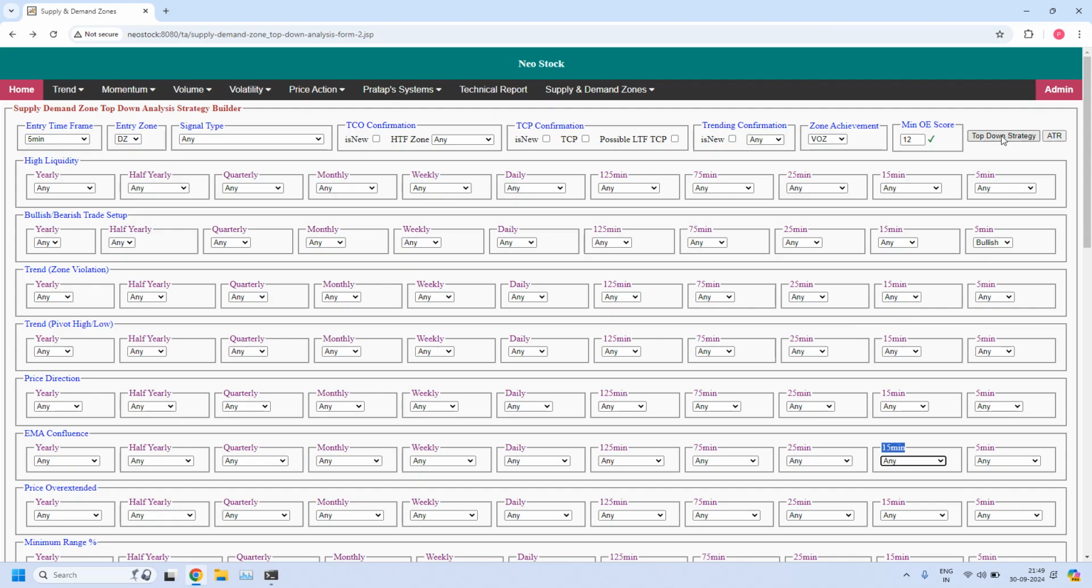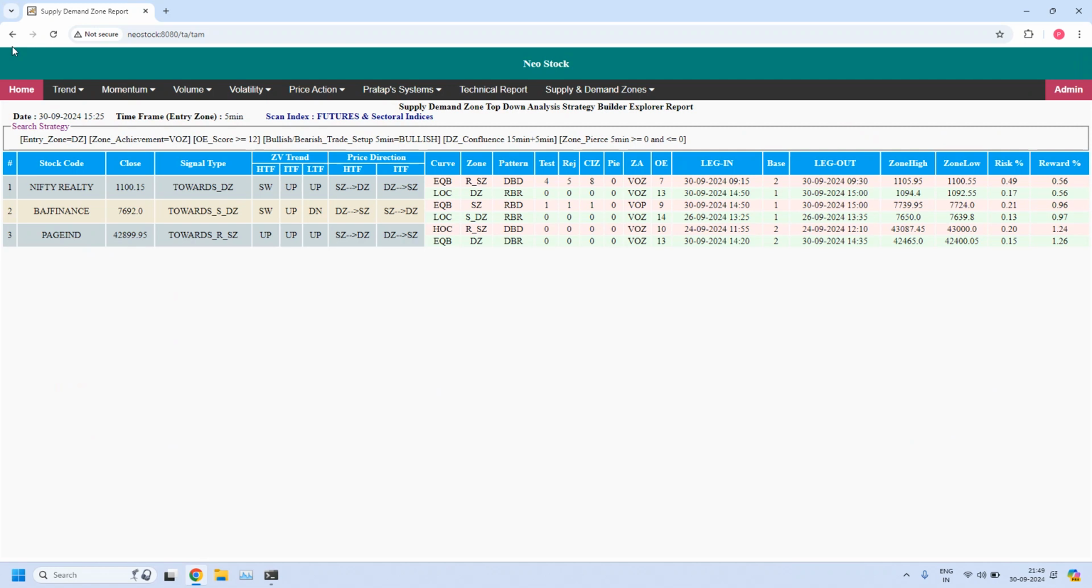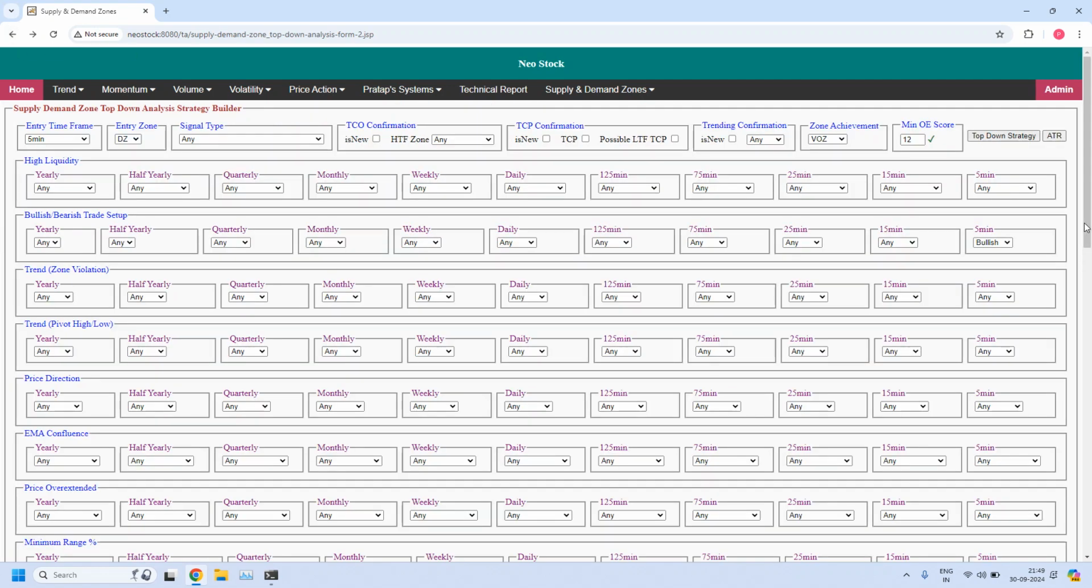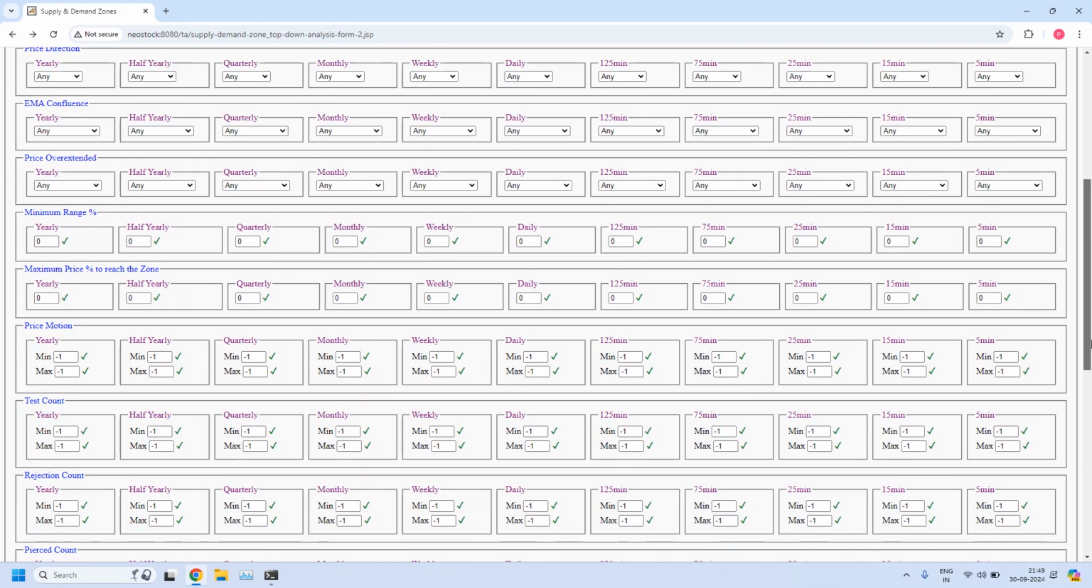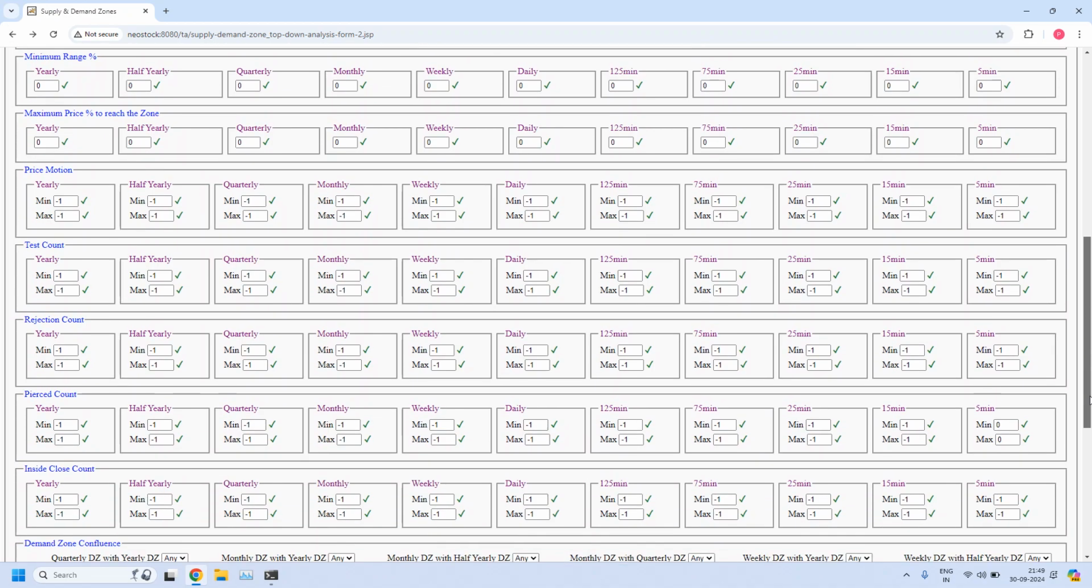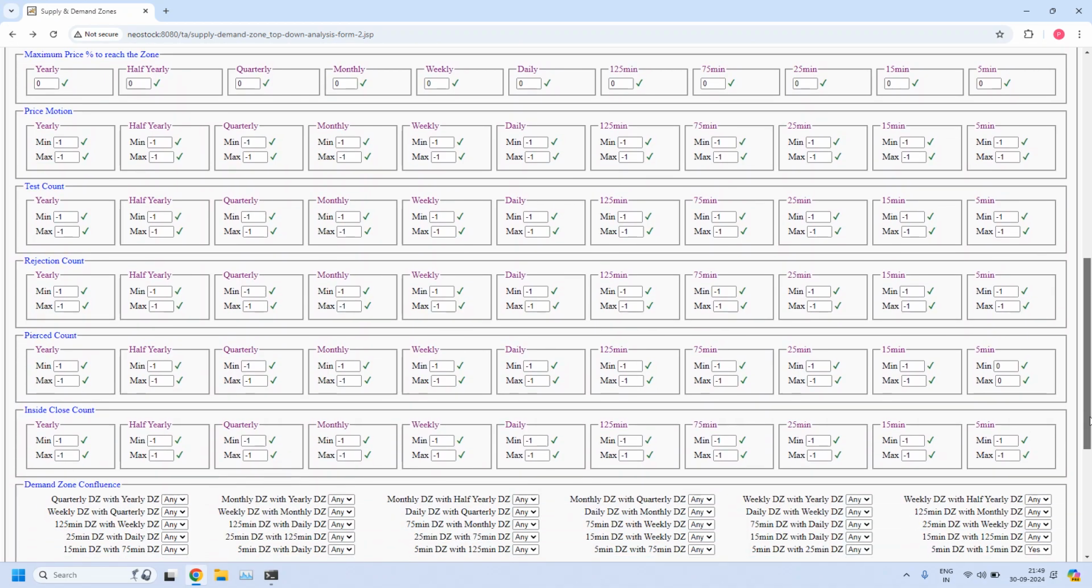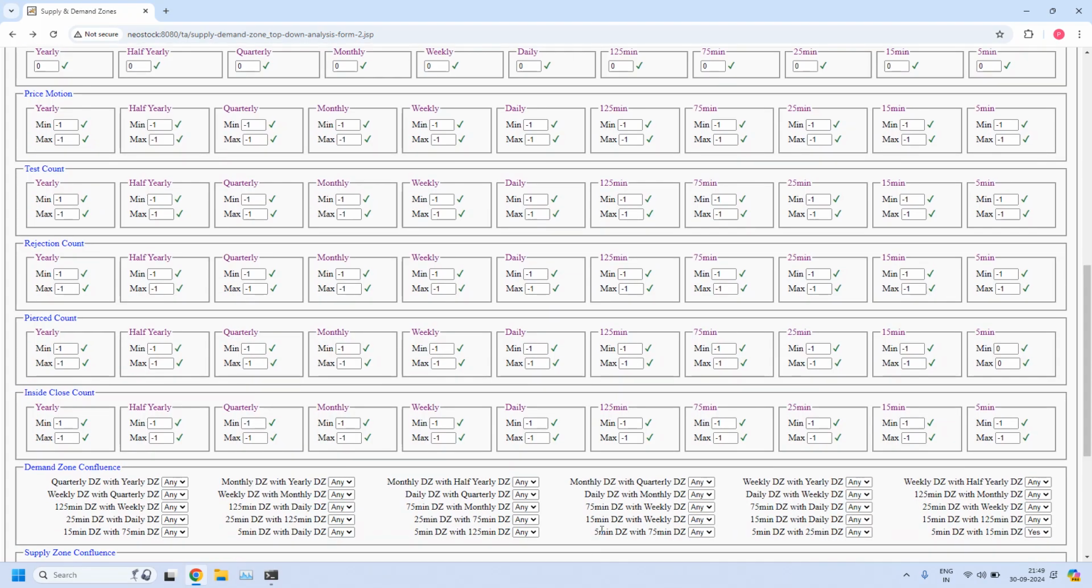Without EMA, earlier we got 3 stocks, right? Yeah, 3 stocks. Out of these 3, how many are having LTF, ITF, HTF confluence? Let's verify. In the demand zone confluence, LTF means 5 minutes, ITF 15 minutes, HTF is 75 minutes. So 5 minutes demand zone with 15 minutes demand zone is already enabled. Next I am enabling 5 minutes demand zone with 75 minutes demand zone confluence. Also I am enabling 15 minutes demand zone with 75 minutes demand zone confluence.